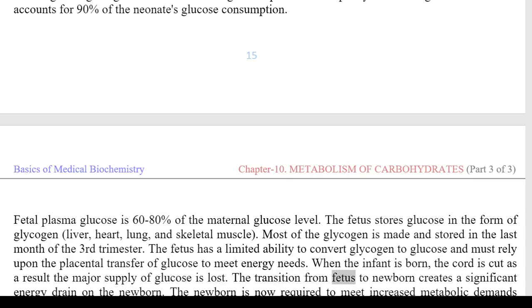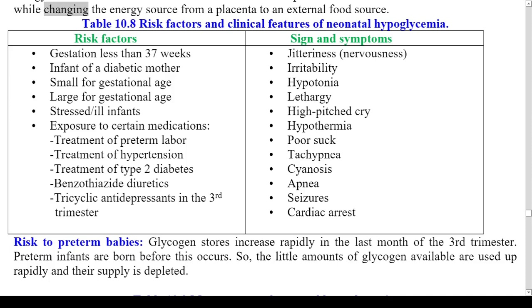The transition from fetus to newborn creates a significant energy drain on the newborn. The newborn is now required to meet increased metabolic demands while changing the energy source from a placenta to an external food source. Table 10.8: Risk factors and clinical features of neonatal hypoglycemia. Risk factors. Signs and symptoms.